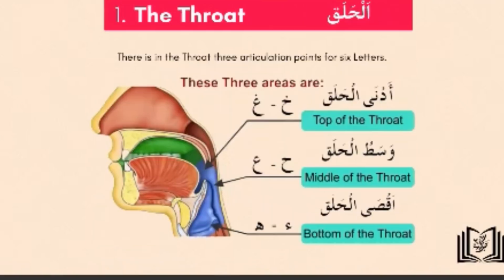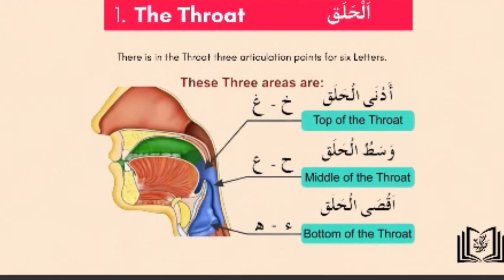Now today we are going to see al-halaq. What is al-halaq? The throat. Remember yesterday we saw that the throat has 3 articulation points and 6 alphabets. We are going to see the names of those 3 articulation points and which alphabets come under them. Let's begin. Let's go from the bottom.